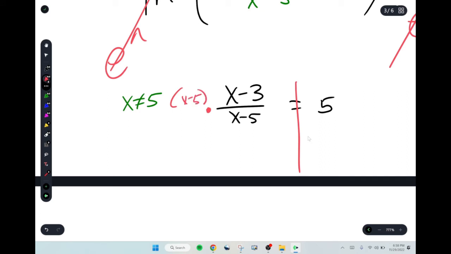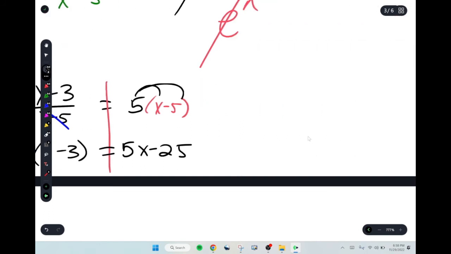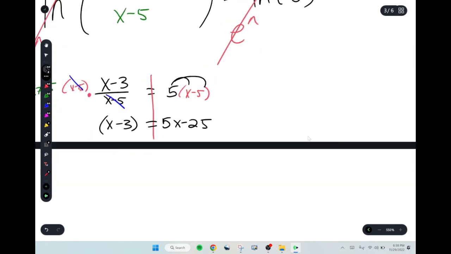Love it. On both sides, right? Yes. And what it'll do is cancel 1 out on this side and leave us with x minus 3. But it'll get us a cool distribution problem and go 5x minus 25. And now we're home free to solve this thing. x minus 3 equals 5x minus 25. That looks something like 4x equals 22. x equals 11 over 2.